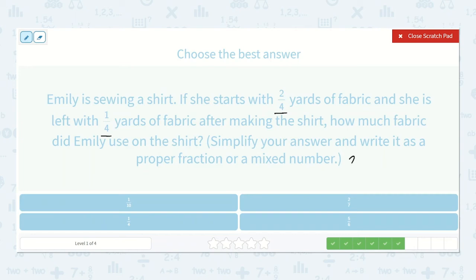So we can take those 2/4 and subtract what she has left to find out what she used. 2/4 minus 1/4. So 2 minus 1 is 1. So 1/4 left, and 1/4 that she used.